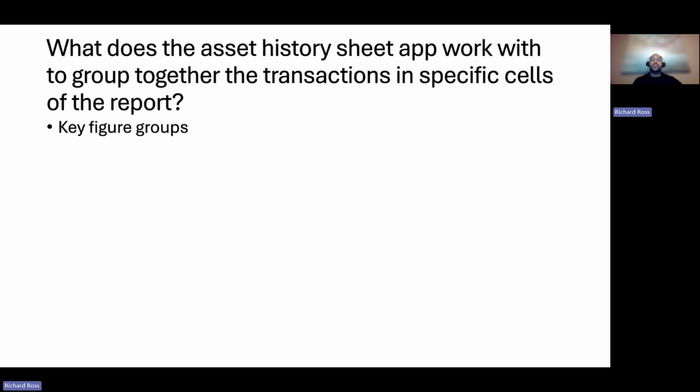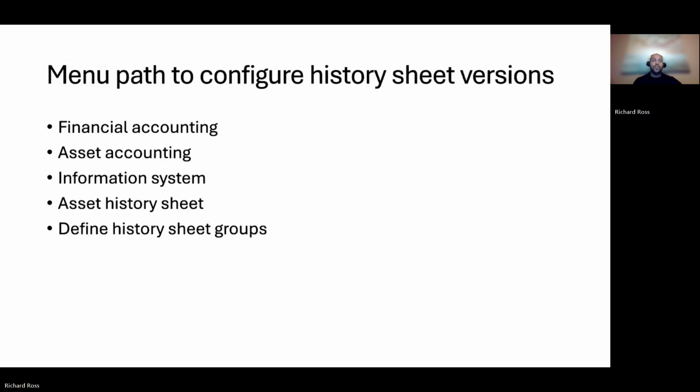What does the asset history sheet app work with to group together the transactions in specific cells of the report? Key figure groups. Menu path to configure history sheet versions: Financial accounting, asset accounting, information system, asset history sheet, define history sheet groups.